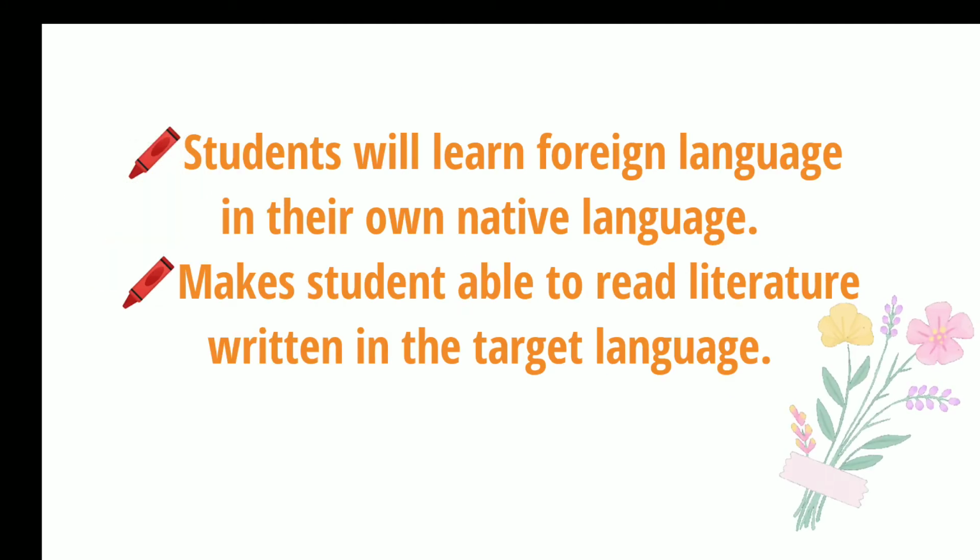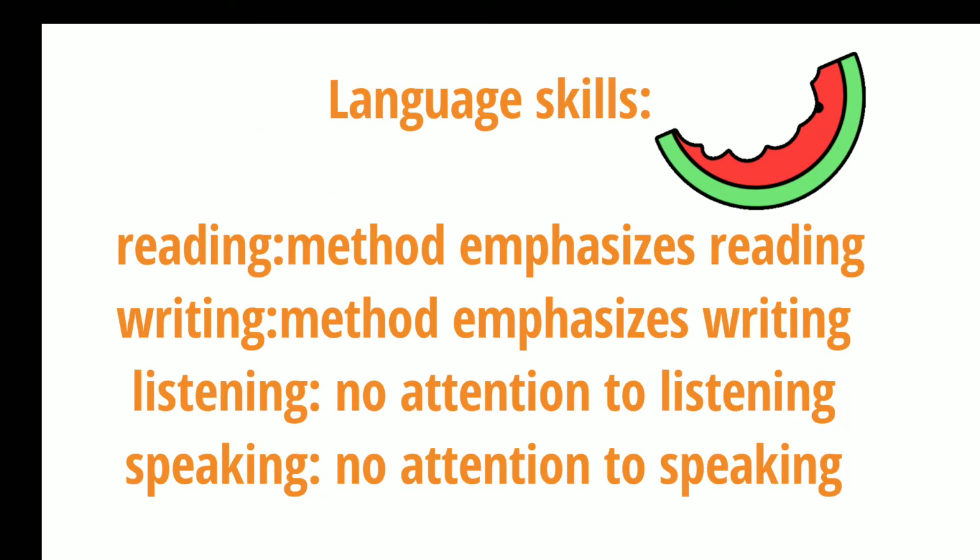In this method, students will learn the foreign language in their own native language. This method makes the student able to read the literature written in the target language. Here, the target language is the language the teacher wants to make their students learn. We have basically 4 skills of teaching any language: reading, writing, listening, and last is speaking.